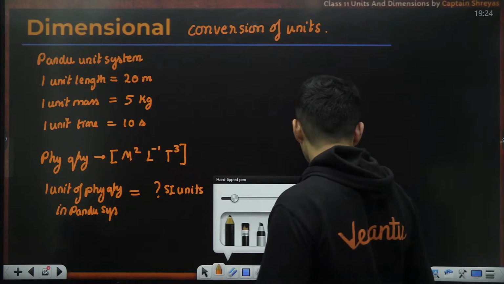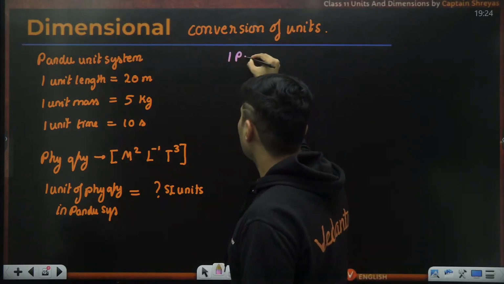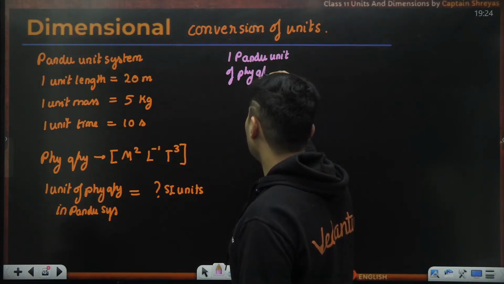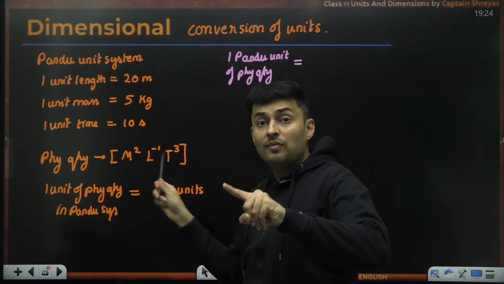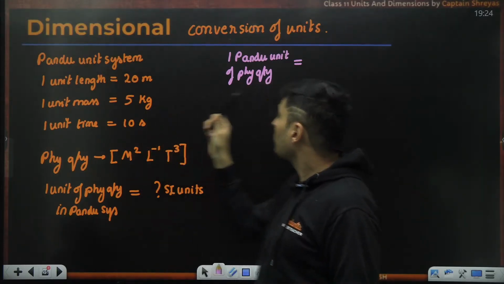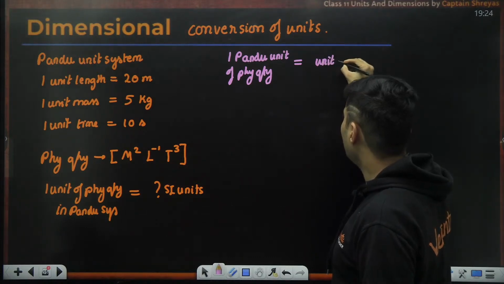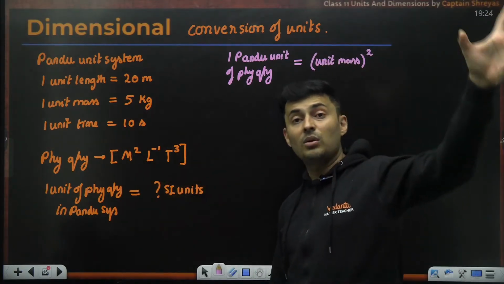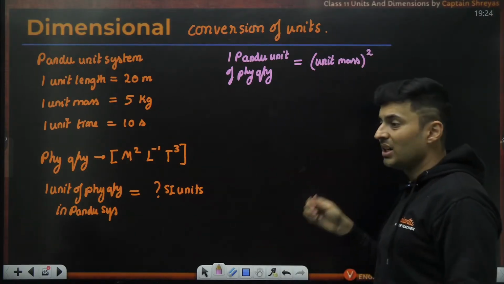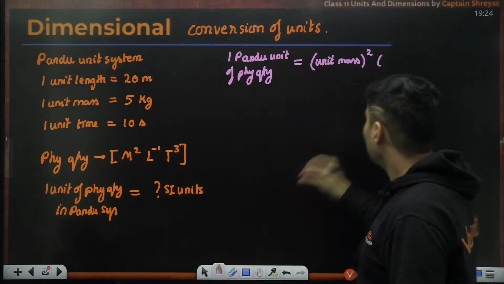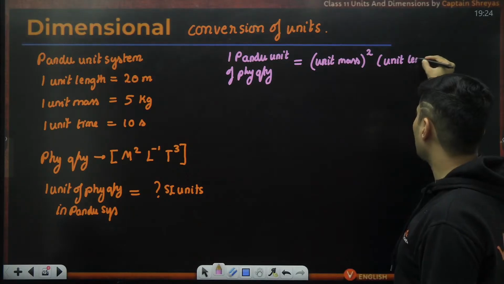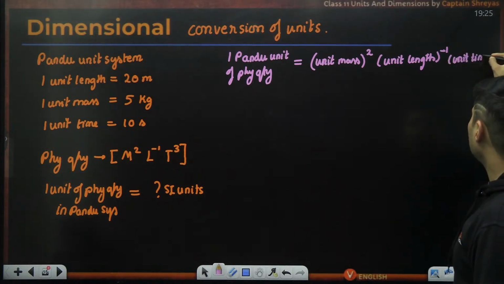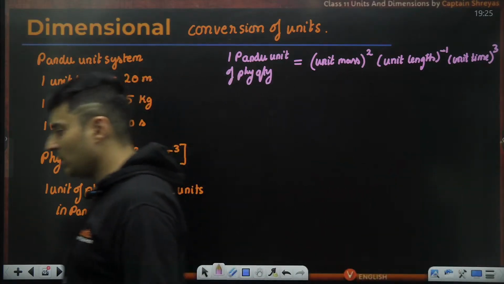Now let's write it down. 1 Pandu unit of that physical quantity. Think in terms of fundamentals. Mass is raised to 2, so basically it will be unit Pandu mass whole raised to the power 2. If you express it in fundamental units, the mass unit will also be raised to power 2. In terms of length, unit length in that Pandu system will be raised to -1, and unit time is raised to the power 3.